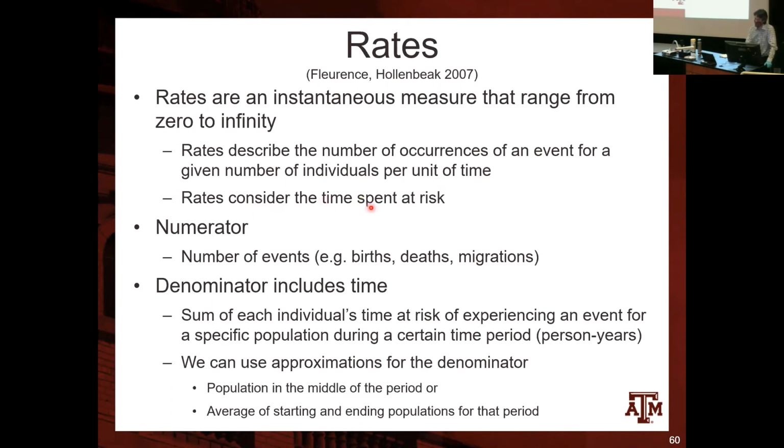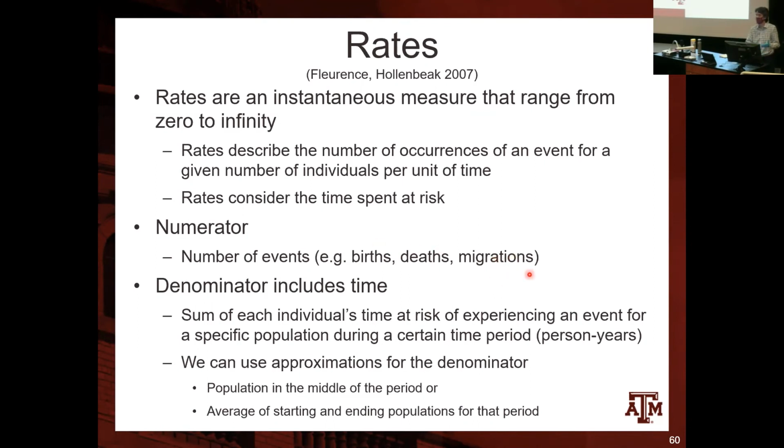Rates consider the time spent at risk, the chance to experience the event that we are measuring in the numerator. So, for example, numerators are numbers of events. Examples of this are the number of births, number of deaths, and number of migrations that we see in a specific population. Deaths we can do by cause of death, such as the examples that I gave about the coronavirus pandemic. Migration, we can have immigration rates or emigration rates.